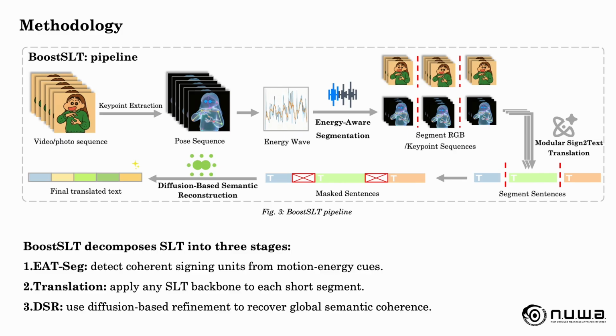Second, each short video segment is translated by a modular sign-to-text model. This part is flexible. The translation model can be a gloss-free model, a gloss-based model, or another existing SLT model. BoostSLT does not require changing the original translation backbone. This makes the whole framework easy to use with different models and datasets.